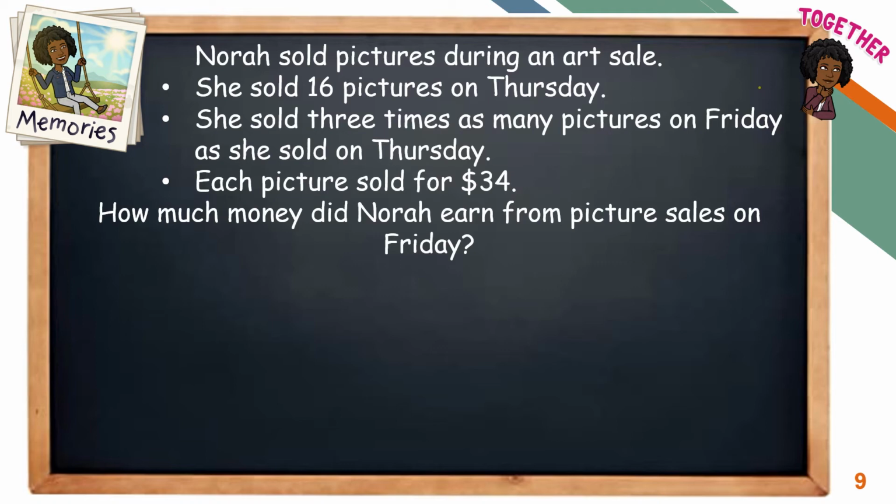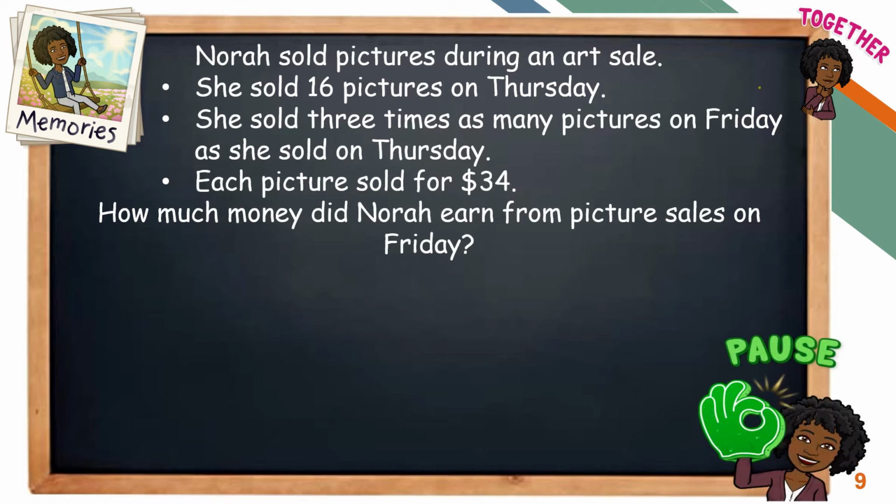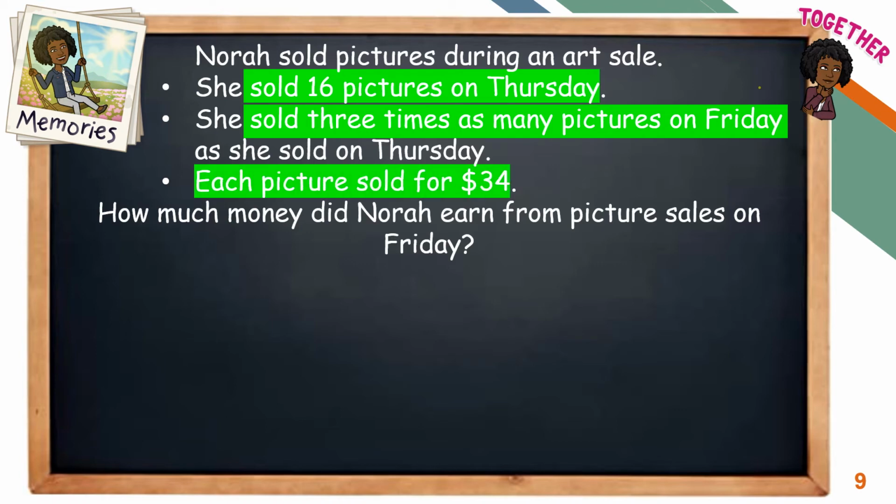What information do we know and what are we trying to figure out? It looks like we know she sold 16 pictures on Thursday and 3 times that amount on Friday. We also know that each picture sold for $34. The question is asking how much money she earned on Friday. What information do we find first?